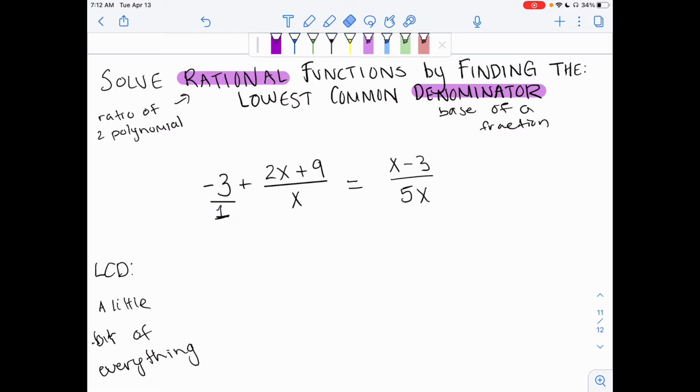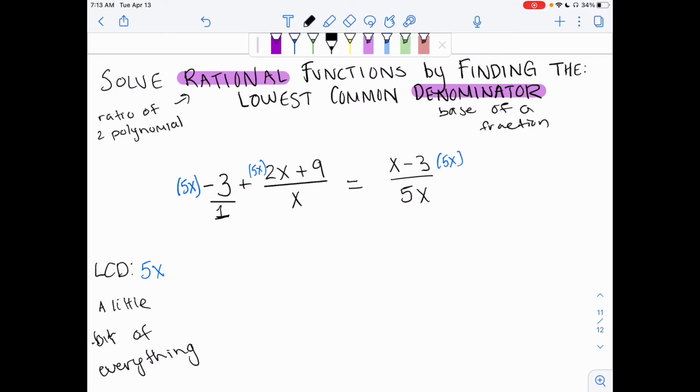So it's going to need a 5. And it's going to need an x to the first power. So I'm going to have a lowest common denominator of 5x. So what I do with that is multiply everything by 5x. I'm going to multiply the first term by 5x, multiply the second term by 5x, and multiply the right side of the equation by 5x.